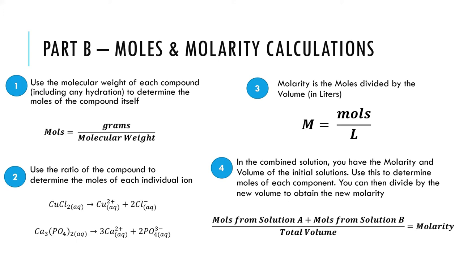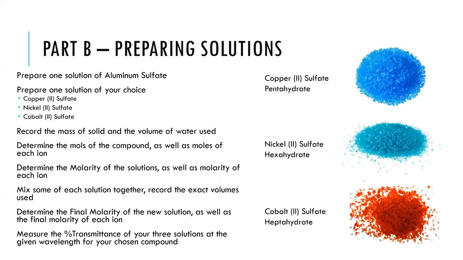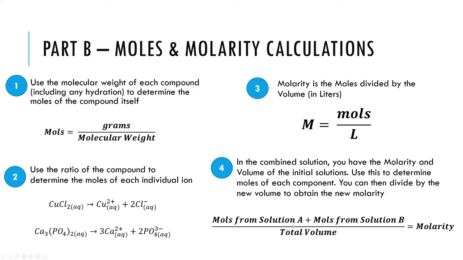However, in the case of the sulfate, you are having sulfate come in from two different solutions. You're preparing solutions of aluminum sulfate and a transition metal sulfate. You have sulfate ions coming from two different sources. So you need to take the moles of sulfate that is coming from just solution A, plus the moles of sulfate that is coming from just solution B, and using that to determine what is the final molarity of sulfate ions themselves.